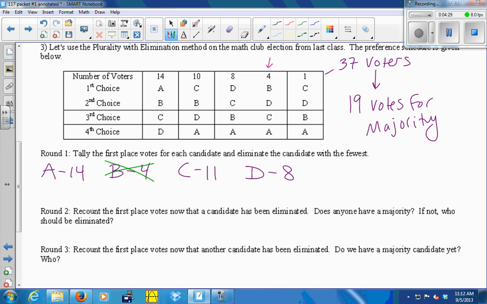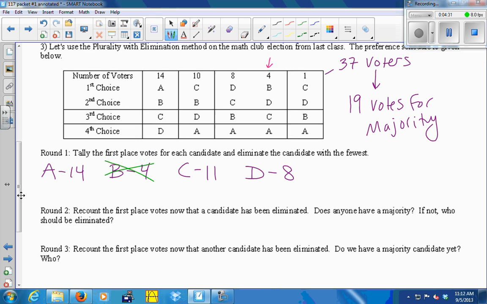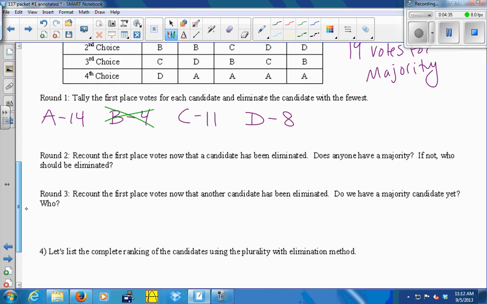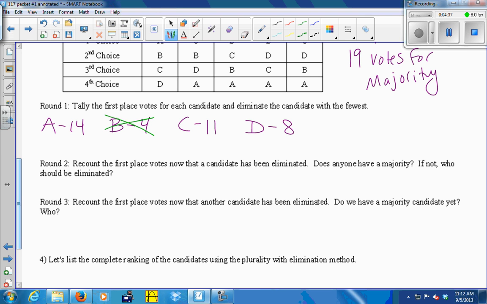So in round two, we eliminate B, and we give those 4 votes to D. So we recount, and we have A has 14, B is gone, C has 11, and D has 8 plus the 4 votes it got from B, which is 12.